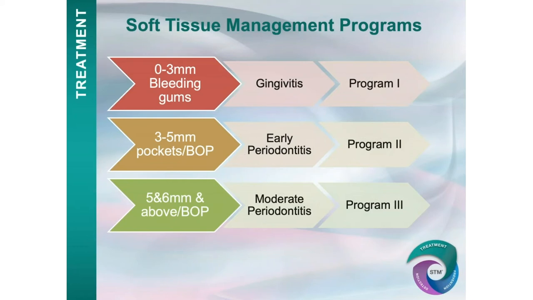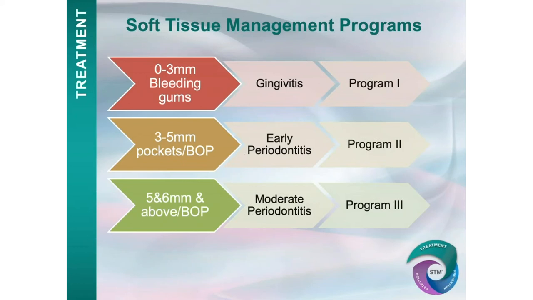So our soft tissue management programs are very simple. 0 to 3 with bleeding is a program 1. 3 to 5 with bleeding is a program 2. And 5 to 6 is a program 3. It's very simple. Most hygienists can follow that, and it doesn't matter if you have mat leave, you know, hygienists come and go.